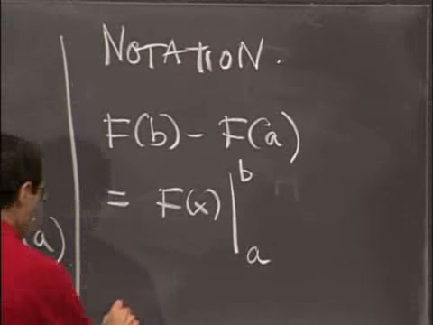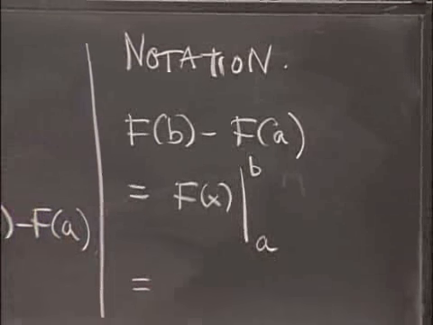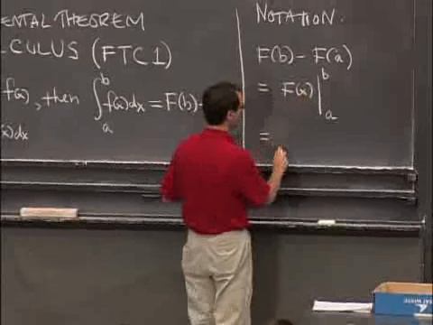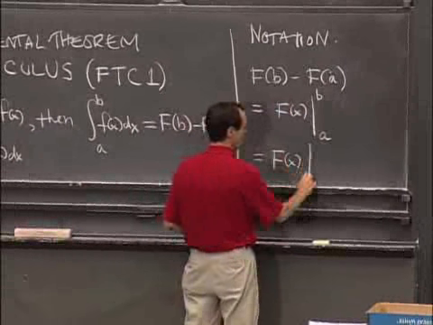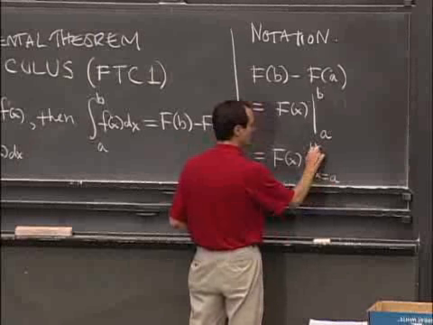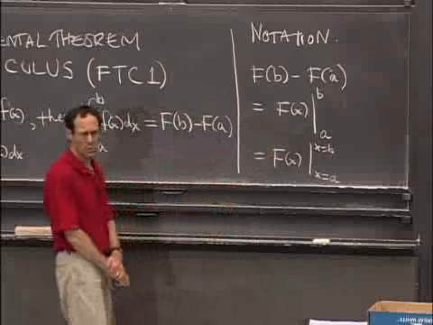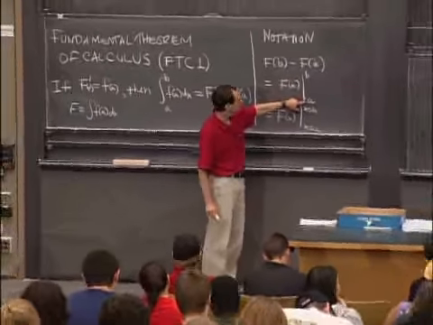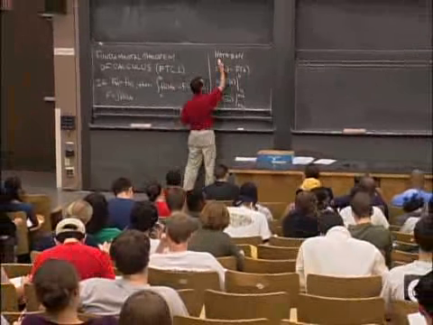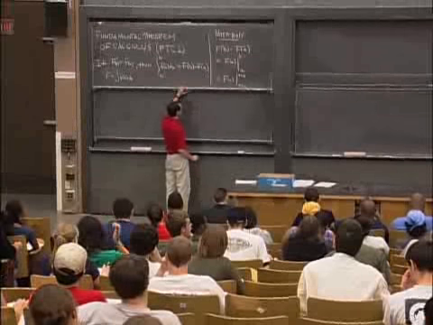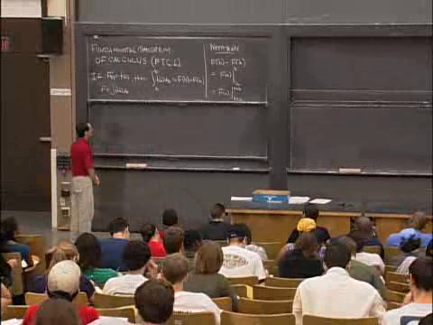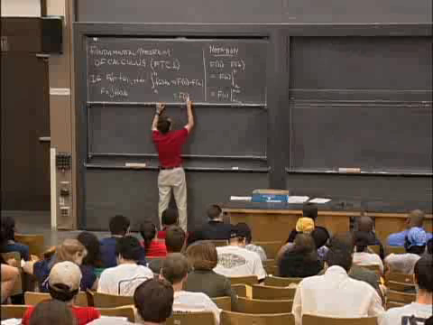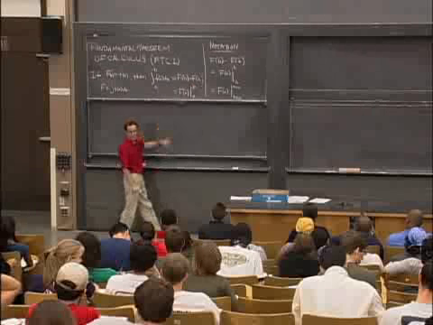And you can also, for emphasis, and this sometimes turns out to be important when there's more than one variable floating around in the problem, specify that the variable is x. So this is the same thing as x equals a and x equals b. It indicates where you want to plug in. And now you take the top value minus the bottom value. So F of b minus F of a. So this is just a notation. And in that notation, of course, the theorem can be written with this set of symbols equally well.